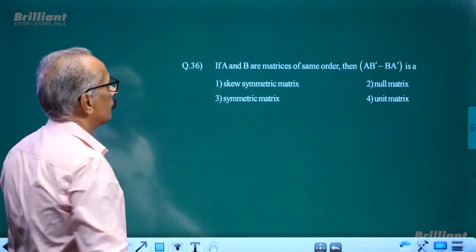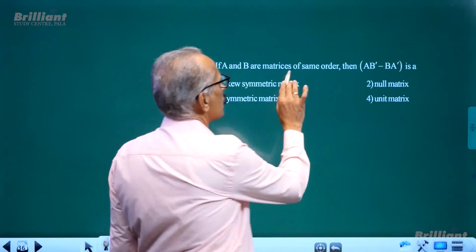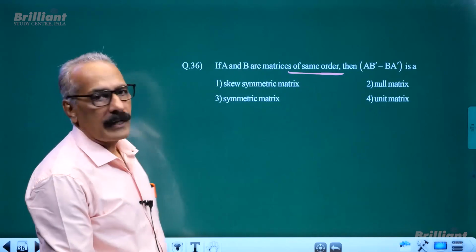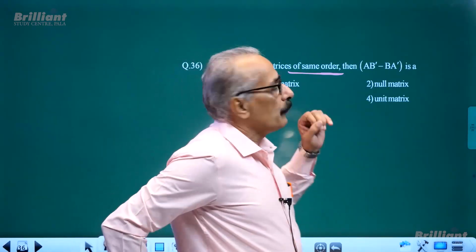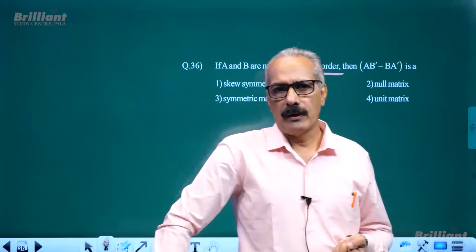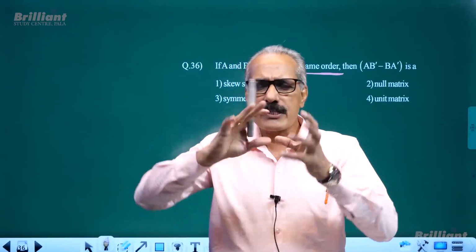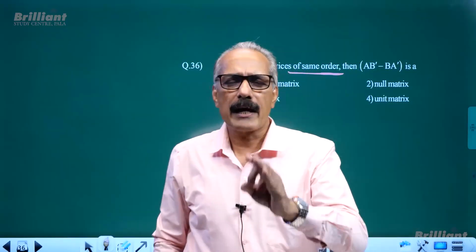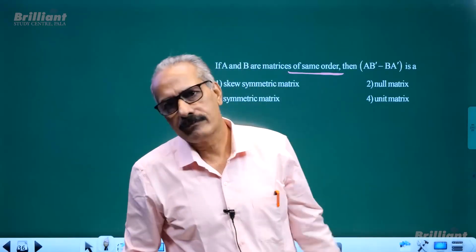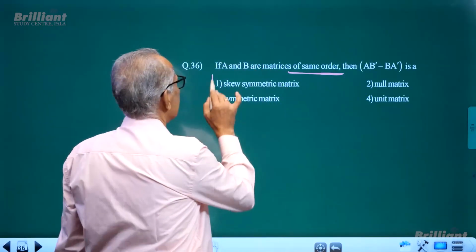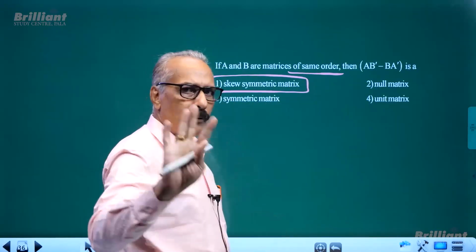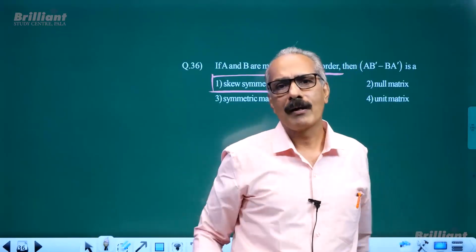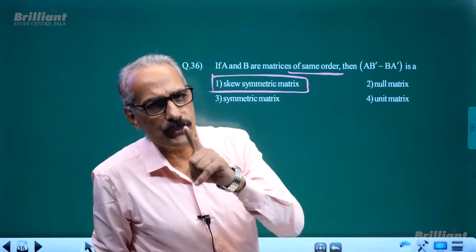Well, on to the next question. A and B are matrices of the same order. Okay. AB dash minus BA dash is A. See, A into B transpose. Dash means transpose. B into A transpose. Combination of A transpose, B transpose, and there is a minus sign. 99.99% it is skew symmetric. Skew symmetric? Yes, this is our answer. 99.99. What I said? Matrix, transpose, minus sign. Plus sign, 99% that is symmetric.